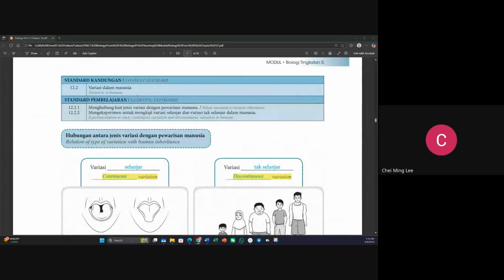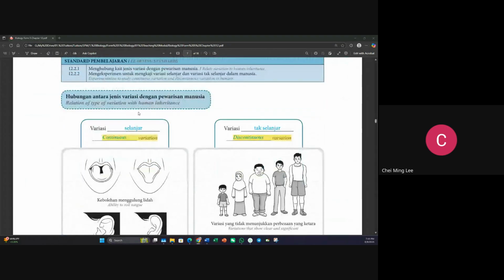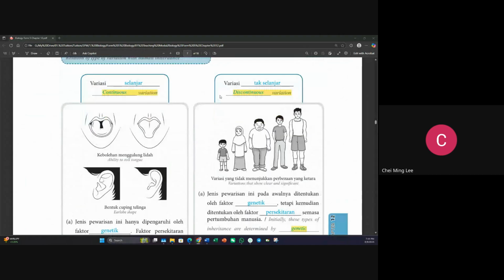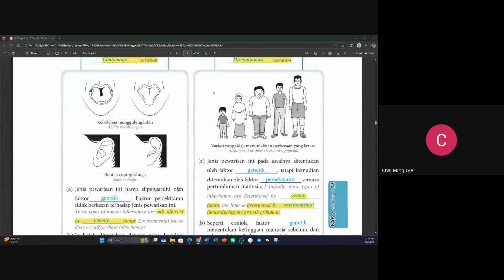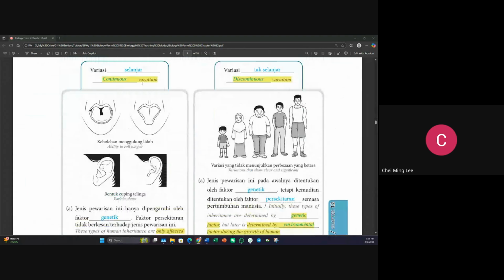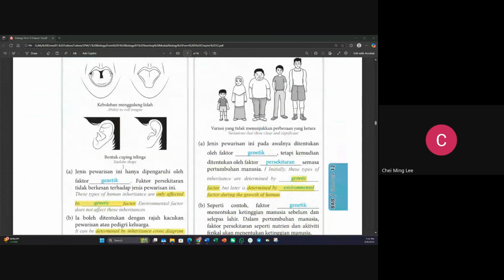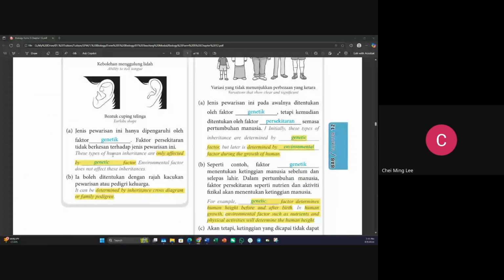Next, the variation in humans. Let's see the relation between a type of variation and human inheritance. For example, continuous variation. This type of continuous variation is only affected by genetic factor. Environmental factor does not affect this inheritance. So it can be determined by inheritance across a cross diagram or family tree, pedigree, sorry.